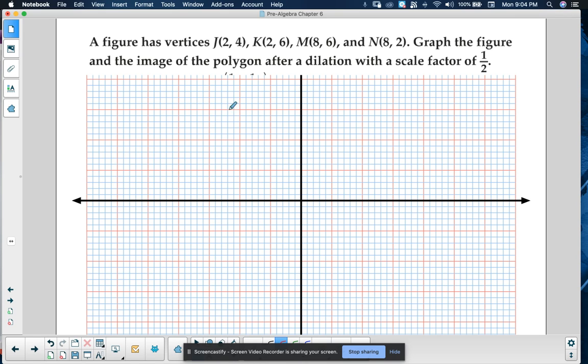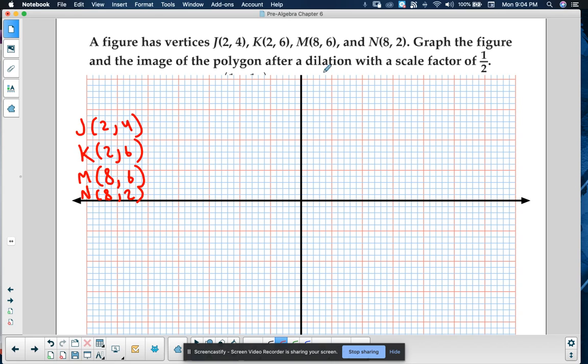Our next example, this time we're looking at a figure that has vertices J, K, M, N, so it's going to be a quadrilateral. So let's see, we have point J, which is at (2, 4). So J is at (2, 4). K is at (2, 6). M is at (8, 6). And then we have N, which is at (8, 2).